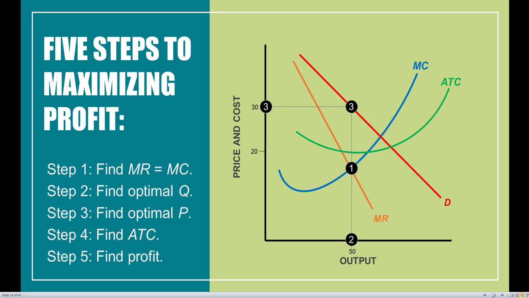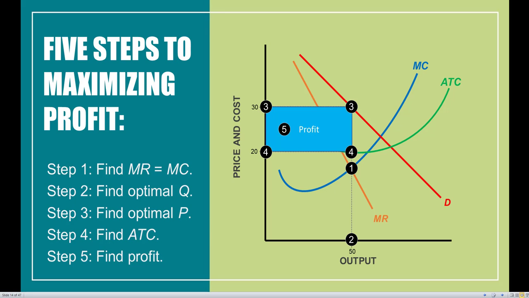Step number 4 is to find the ATC, and the ATC can be above, it can be below, or exactly at this intersection. If price is above ATC, then we know for sure that the monopolist is earning some type of profits. And then step number 5 is to find the profit itself. Use that equation, total revenue minus total cost, or price minus ATC times quantity, and that will give you the profits for the monopolist. So here, very, very identical 5-step pattern for maximizing profits.